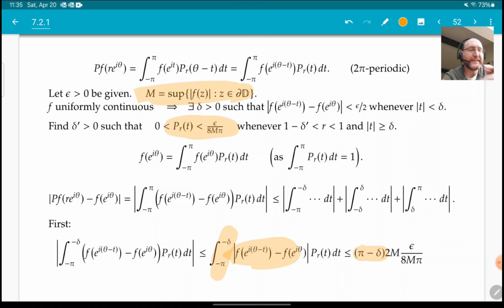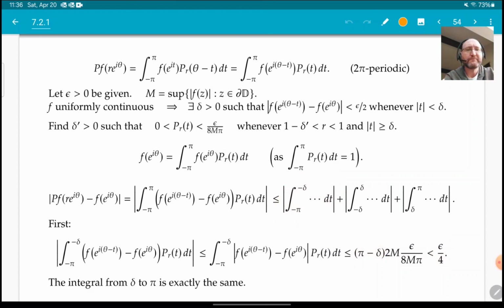I'm also using this estimate. So I'm estimating this thing by epsilon over 8 M pi. This is where you see where that came from, right? And if you do some cancellations and estimate pi minus delta from above by pi, you get that this is at most epsilon over 4. It's actually less than epsilon over 4 because delta is positive. So this part of the integral is less than epsilon over 4. Now, from delta to pi, it's exactly the same. P is even, so that doesn't really make a difference. F might be different, but the only thing that we're using about F is this bound, so it's the same exact computation.